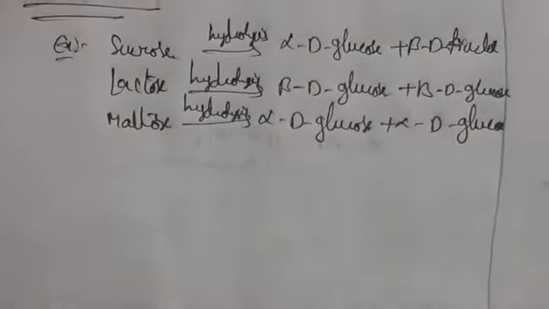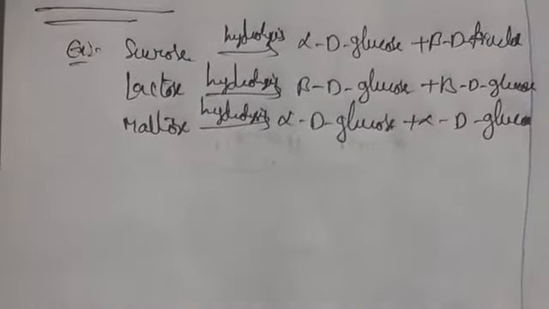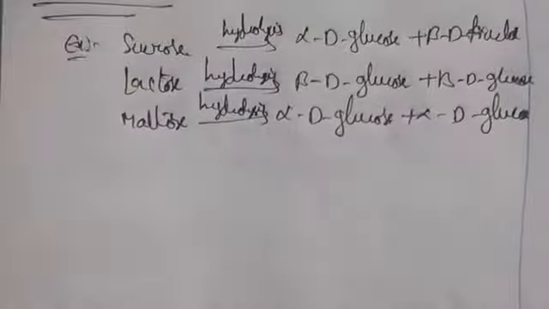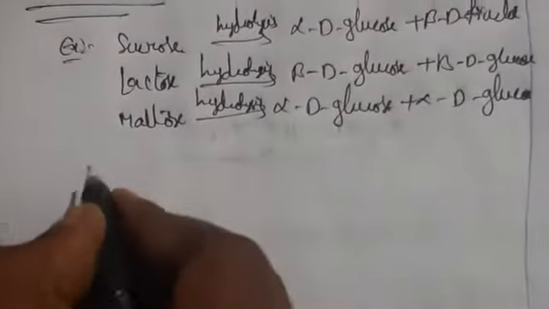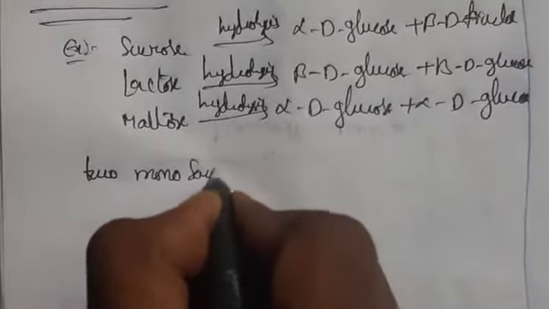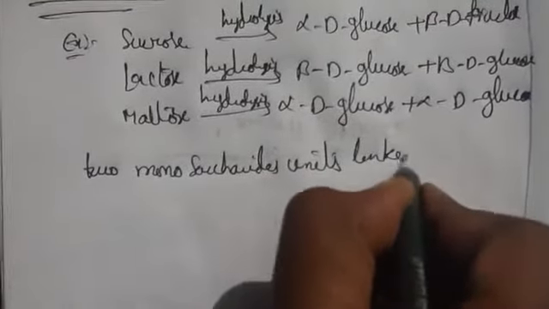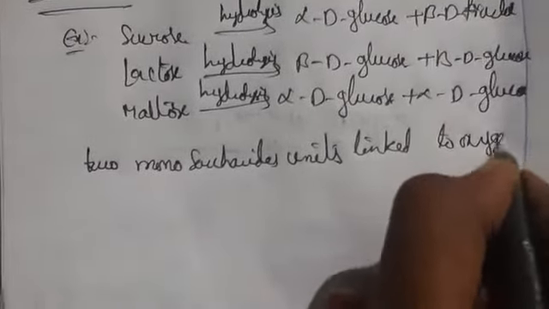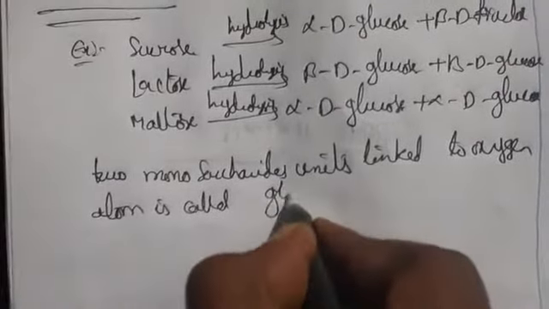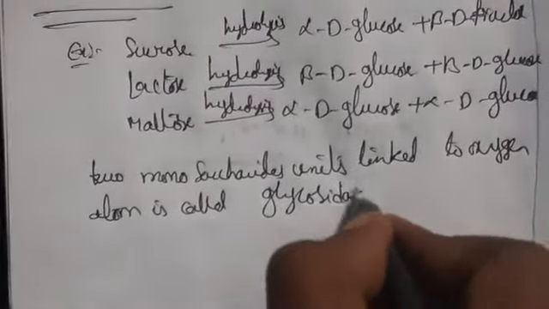Now let us see what a glycosidic linkage is. A glycosidic linkage is where 2 monosaccharide units are bonded through one oxygen atom. That we call a glycosidic linkage.